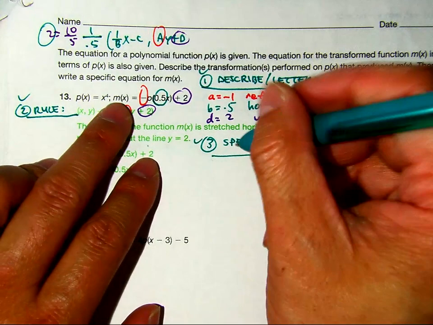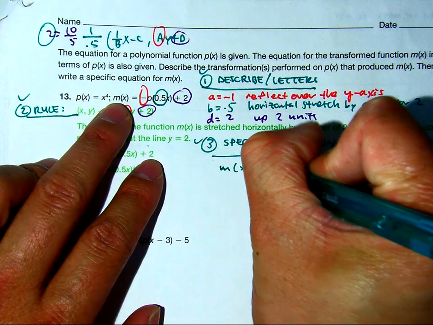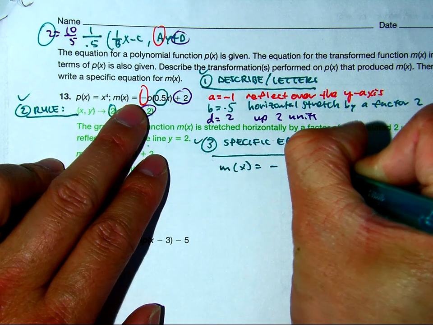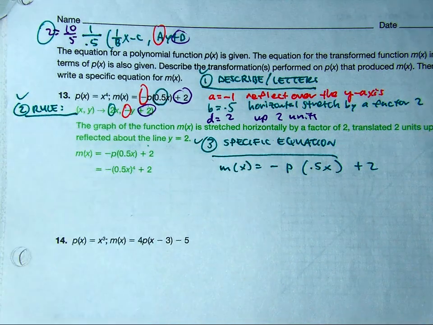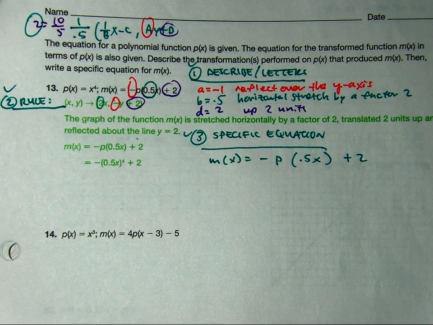Let's write down M of X. And now I'm going to do a substitution.